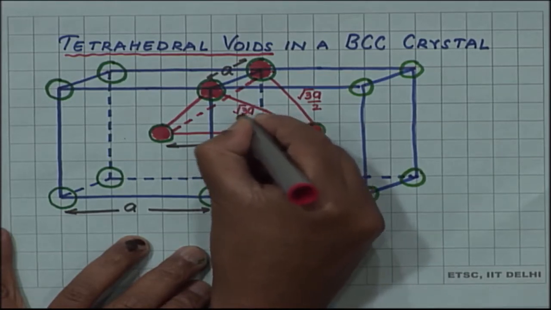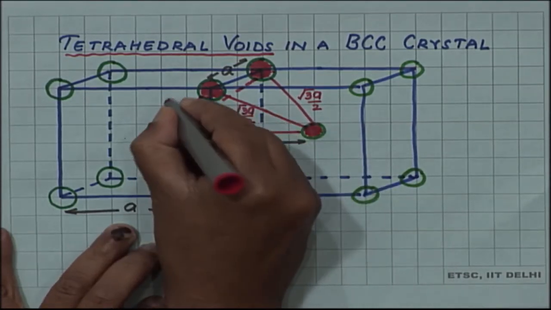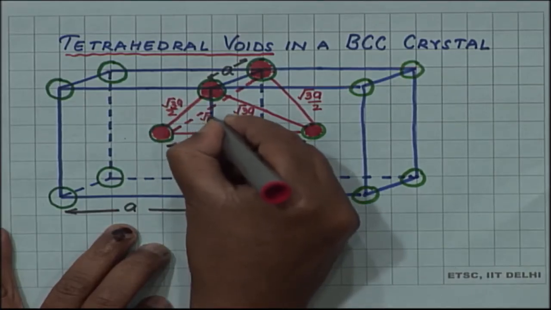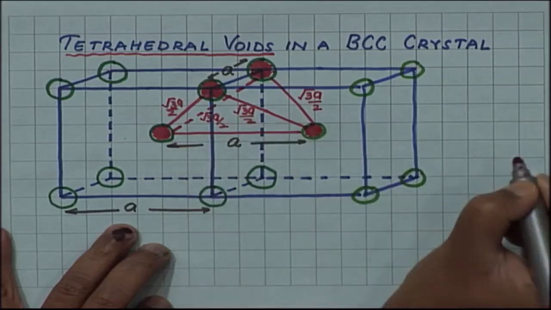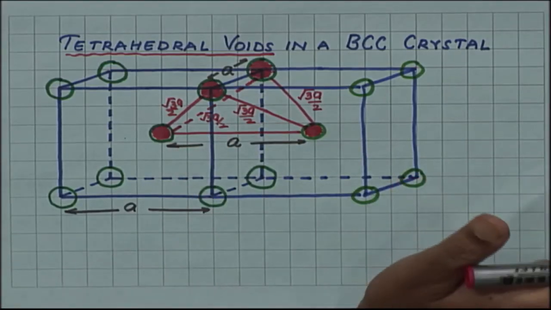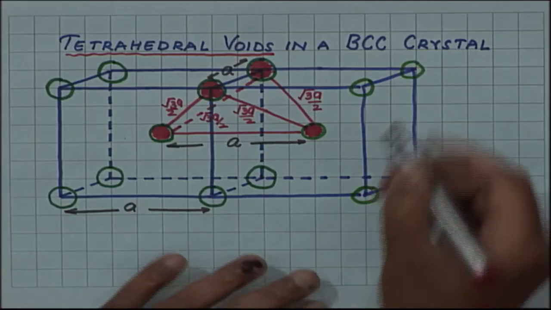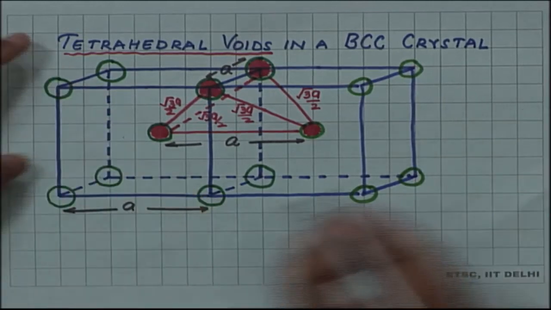All these 4 edges are root 3 A by 2. So, unlike the tetrahedron which we had met in the cubic closed packed structure, where all edges were equal and all faces were equilateral triangles, here edges are of different lengths and faces are not equilateral triangles. So, the tetrahedral void is not regular.